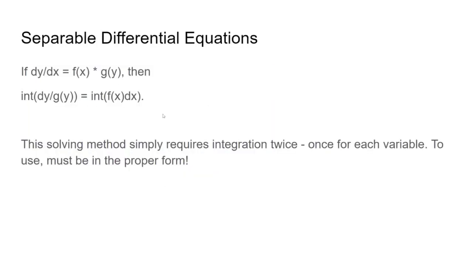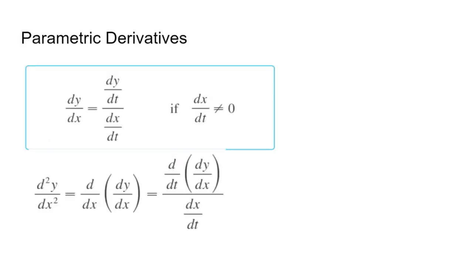So that's about it for differential equations. We have parametric derivatives. These are just some formulae you would want to know for the exam. It turns out that the derivative dy/dx, which is just y prime, equals the ratio of how y is changing with respect to time, divided by how x is changing with respect to time, provided dx/dt is non-zero.